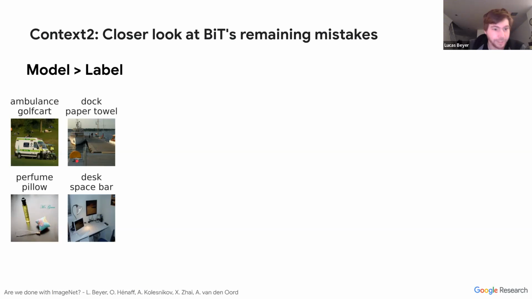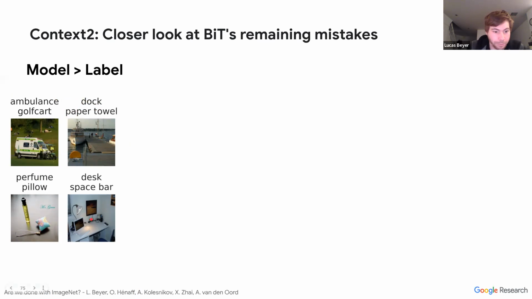It would be fun to let you guess, but the model prediction is the first word and the ground truth label is the second word. So actually here the ground truth is a paper towel. This is the test set of ImageNet. So clearly the model makes much more sense in these cases.